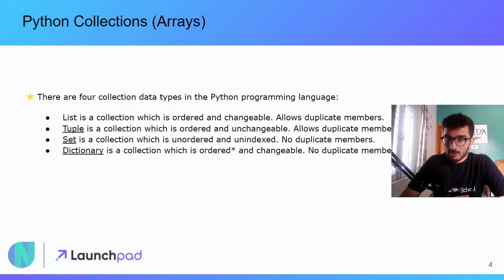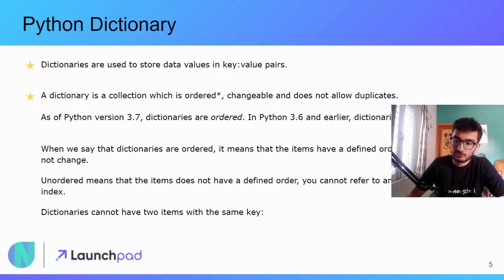So we were talking about collections. We have covered lists and tuples. Set is a collection which is unordered, unindexed, and has no duplicate members. We want to do dictionaries now. So dictionaries are a collection which is ordered and changeable, and it allows no duplicate members. What I mean by that?